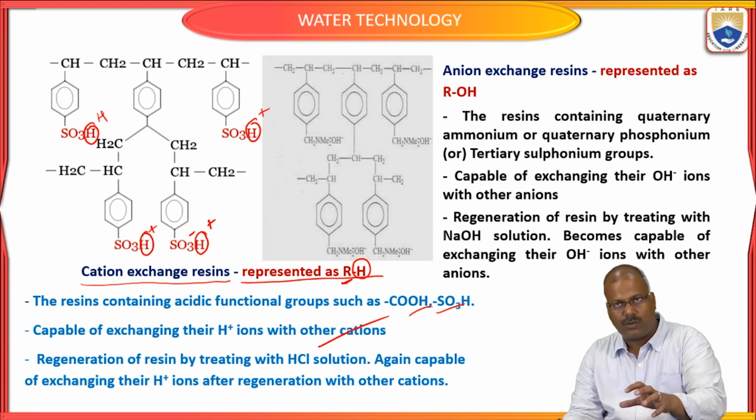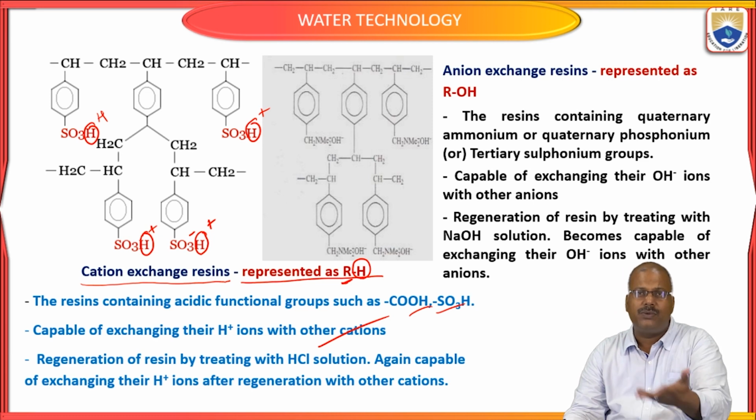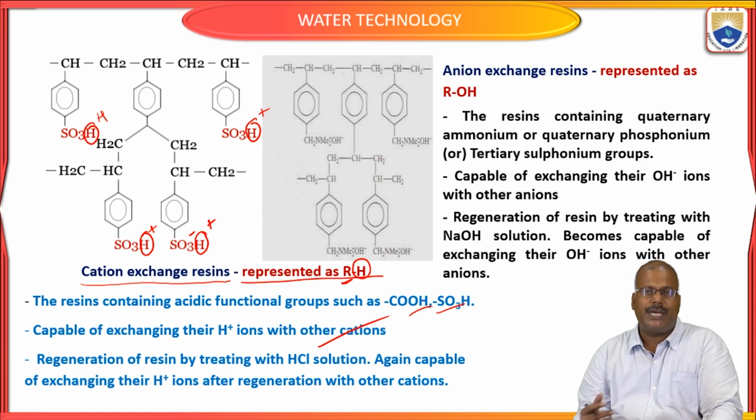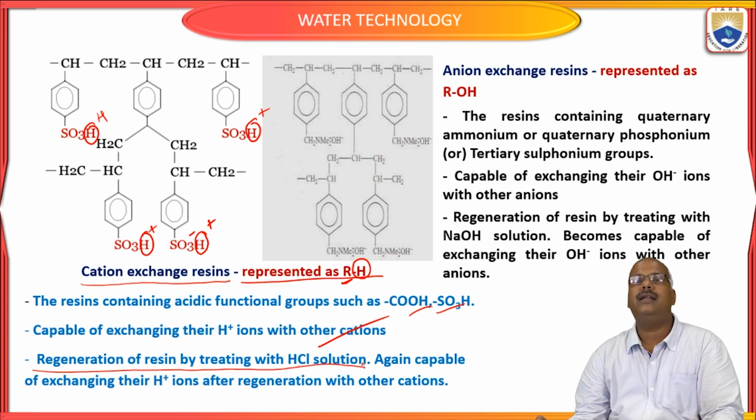All H plus are occupied by cations. So we need to regenerate. You can again use this resin by regenerating the resin. Regeneration of resin is done by treating with HCl solution.